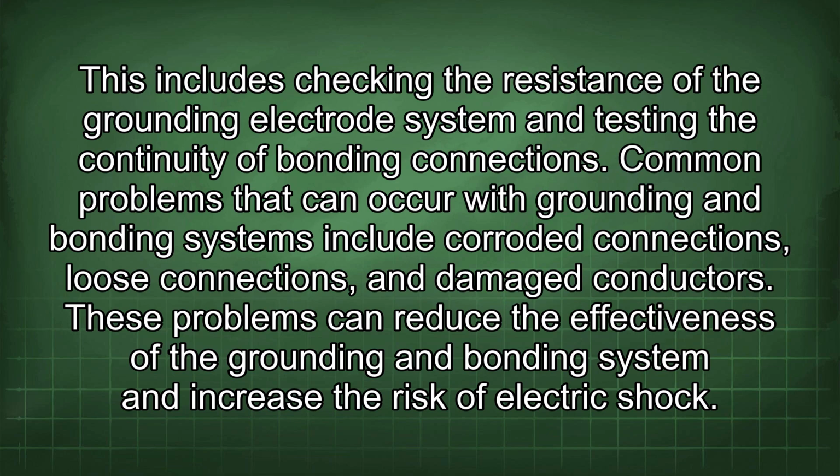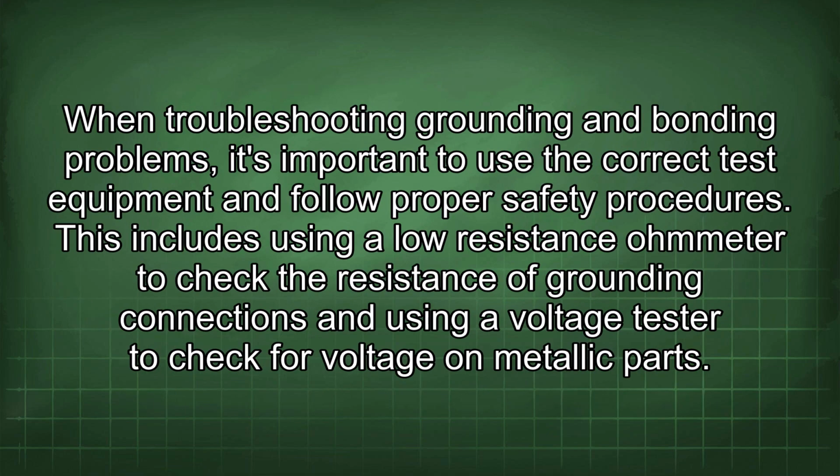Common problems that can occur with grounding and bonding systems include corroded connections, loose connections, and damaged conductors. These problems can reduce the effectiveness of the grounding and bonding system and increase the risk of electric shock. When troubleshooting grounding and bonding problems, it's important to use the correct test equipment and follow proper safety procedures.